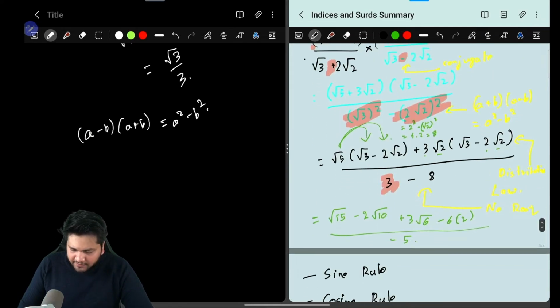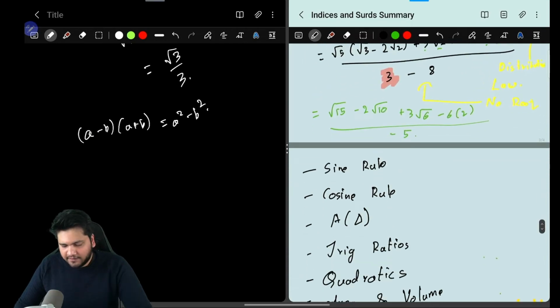So root 5 will be multiplied by this thing, plus 3 root 2 will be multiplied by that thing. You will solve it and you will get the answer. At the end of the day, in the denominator we are not getting a root, and the numerator is all about the simplification. So this is what we have in indices and surds.